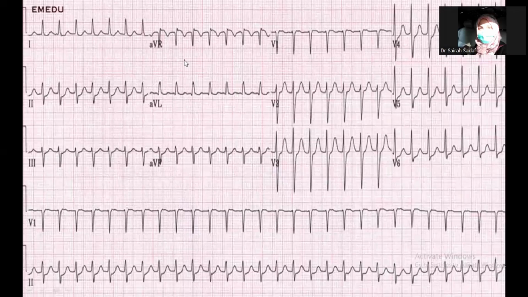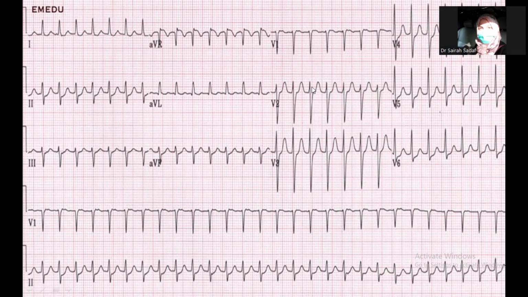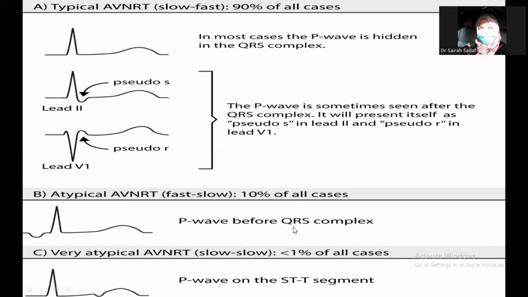It may appear upright like this. It may appear downwards, with downward deflection in aVR. It may appear with the R and S waves both of the same height and depth. The most common type is AVNRT.